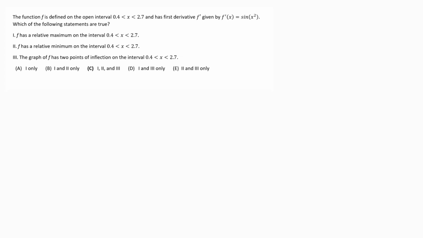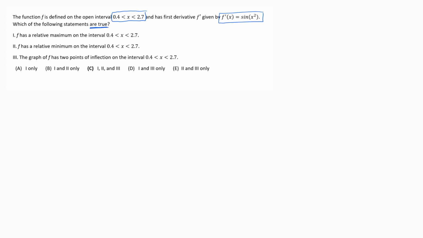In this example, we're looking at the classic questions inside a question problem. We're being told that f is a function defined on this open interval right here, 0.4 to 2.7, and it has the derivative given by this equation. And then, in the way that AP Calc questions like to do, they kind of force us to answer three other questions inside this question. They want to know which of the following statements are true.